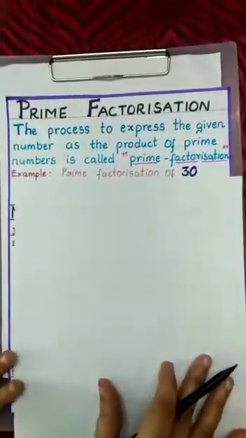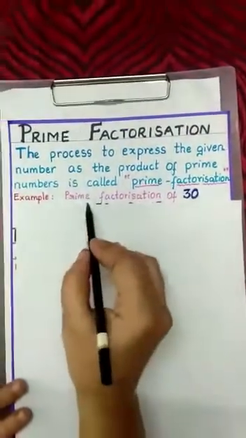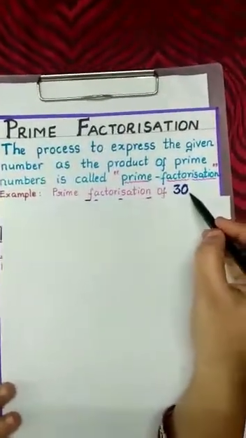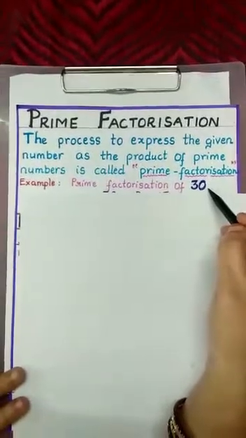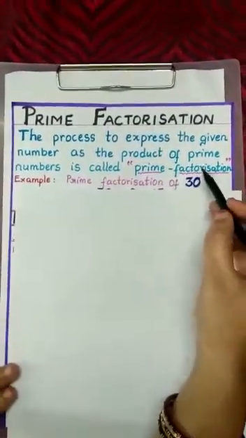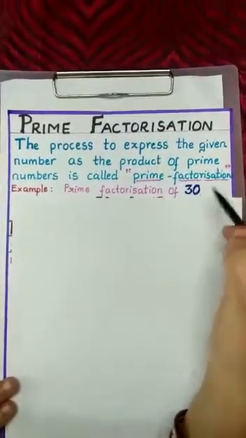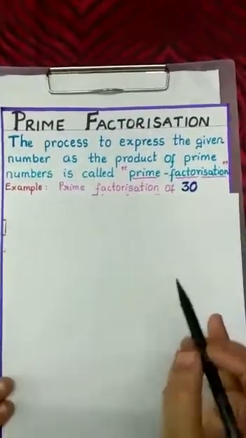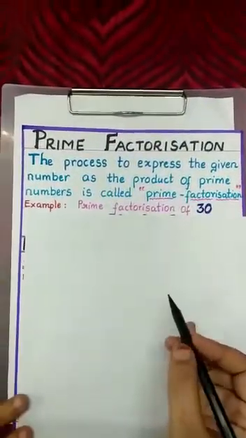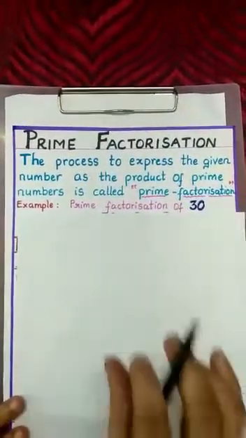For example, prime factorization of 30. As we know that 30 is a composite number and also it's an even number. Even numbers are divisible by 2. So whenever you are writing the prime factorization of any number, first you have to take the possible prime number 2. If not, you go for 3. If not, you go for 5. Like that you follow the order.